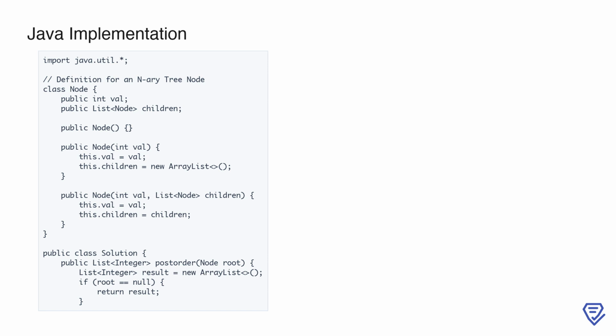Next, we define the Solution class, which contains the postorder method. This method will handle the traversal of the N-ary tree. First, we initialize an empty list called result to store the traversal output. If the root node is null, we simply return this empty list. This is a safeguard to handle edge cases where the input tree might be empty.